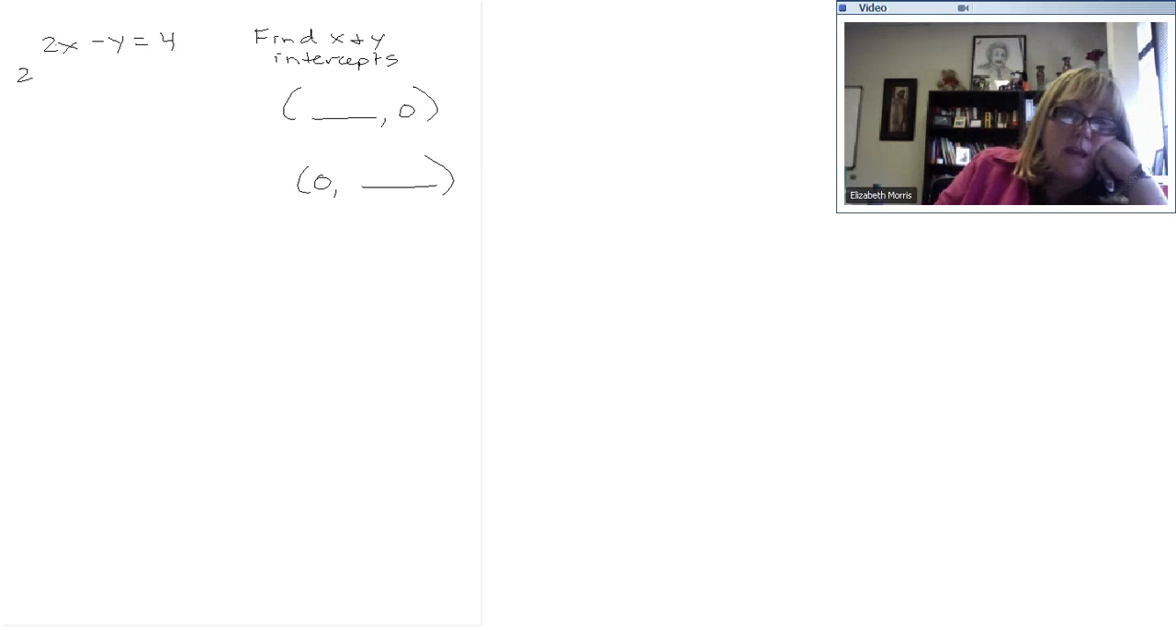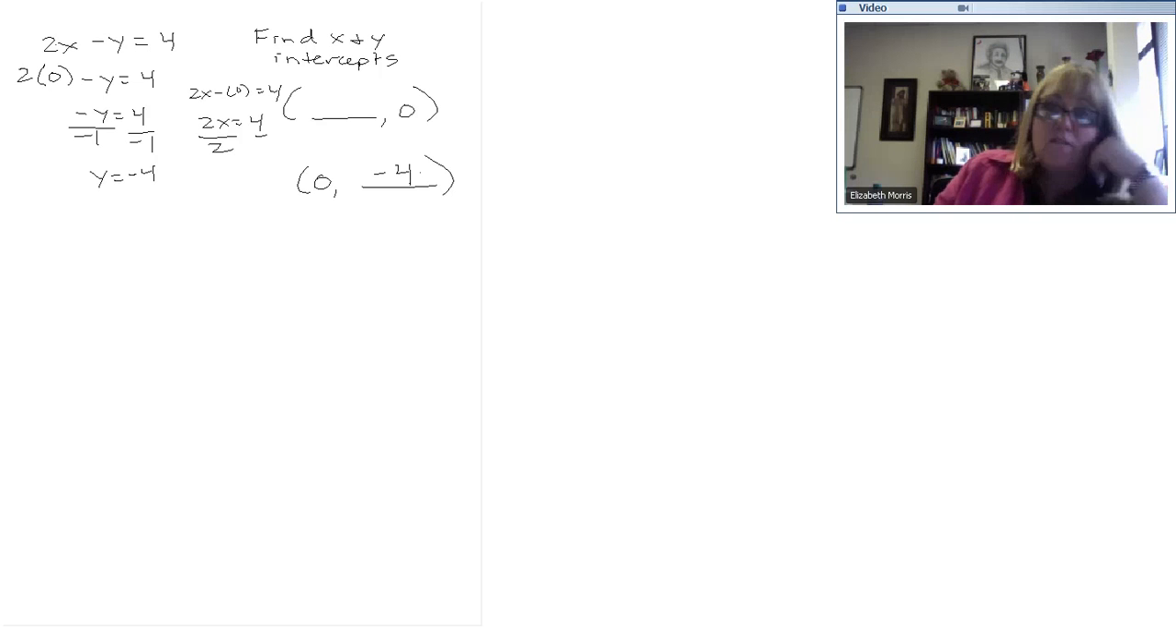So if I make x equal to 0, I get -y equals 4. I divide out the -1, and I get y is -4. That's when x is 0, y is -4. And the other one is make y equal to 0. So I have 2x minus 0 equals 4, so I just have 2x equals 4. Divide by 2, and I get x is 2.